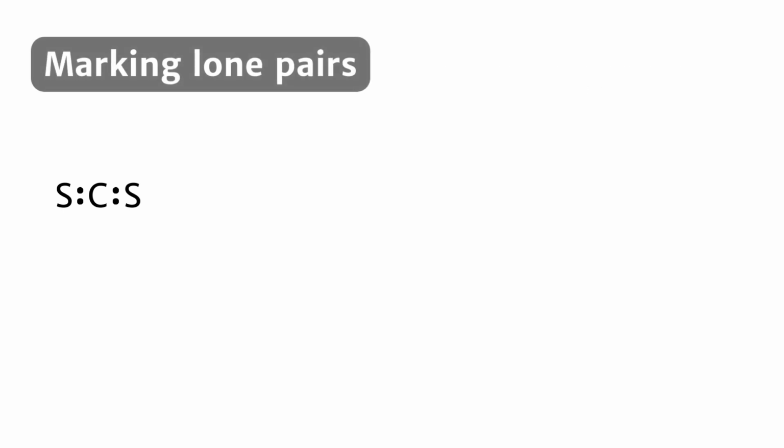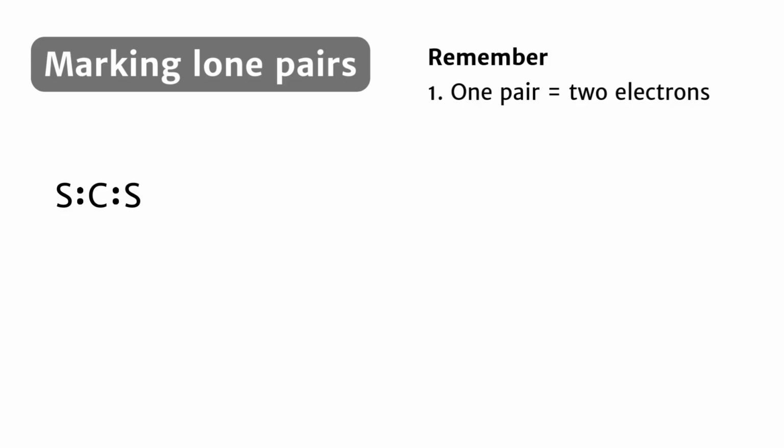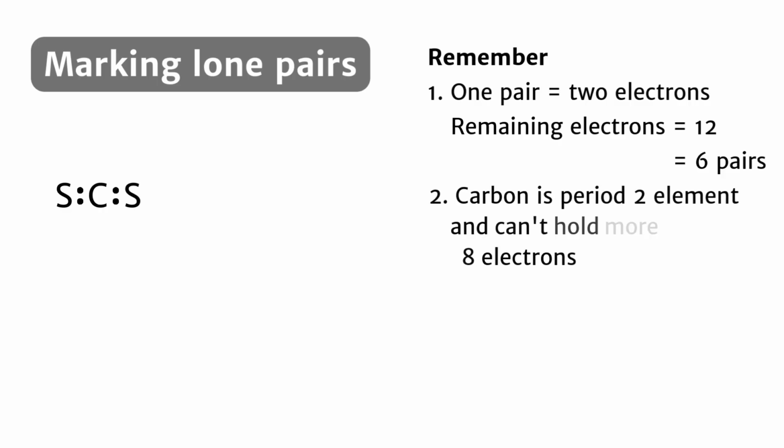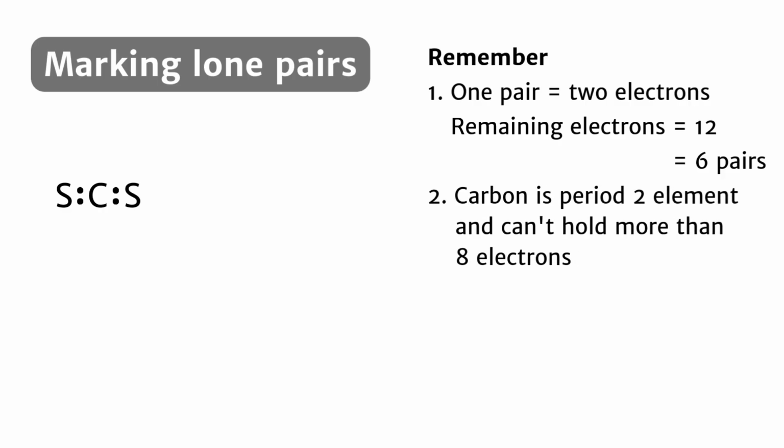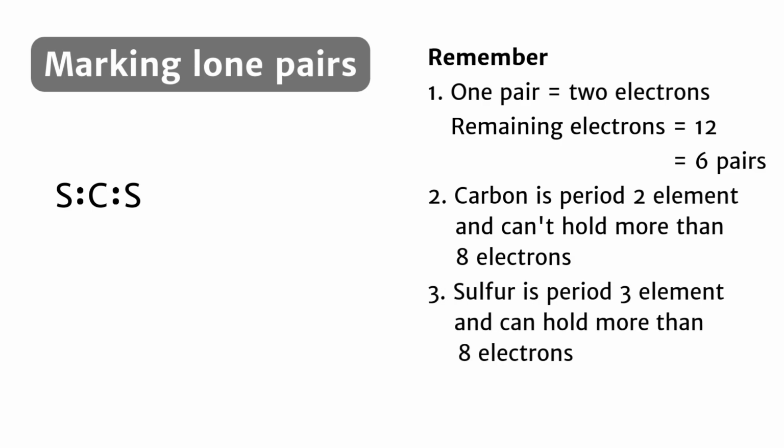Lone pairs consist of electron pairs that are not involved in chemical bonding. Each lone pair contains 2 electrons. As we discussed earlier, there are 12 unutilized electrons. From these 12 electrons, 6 lone pairs can be formed and marked on the structure. It's important to note that carbon, which belongs to period 2 of the periodic table, cannot hold more than 8 electrons in its outer shell. In contrast, sulfur, a period 3 element, can accommodate more than 8 electrons in its valence shell.